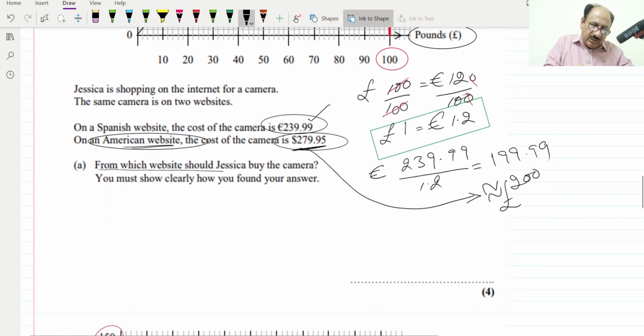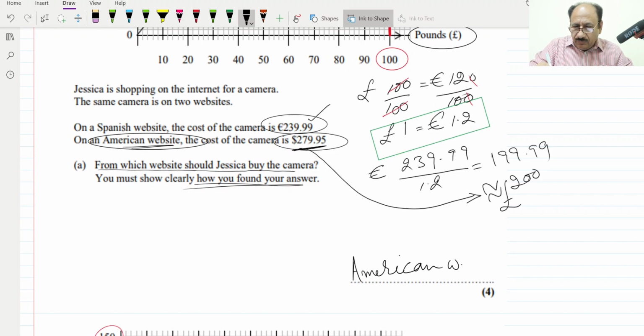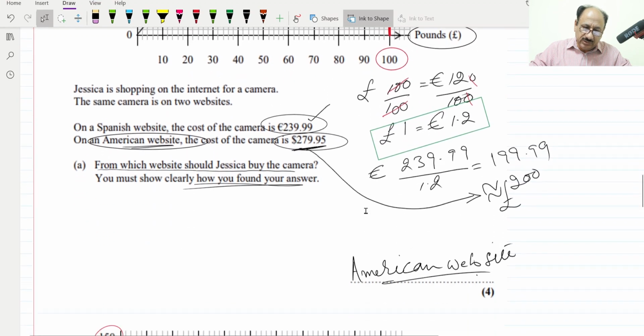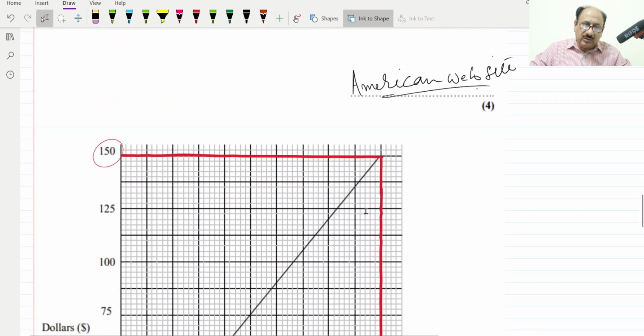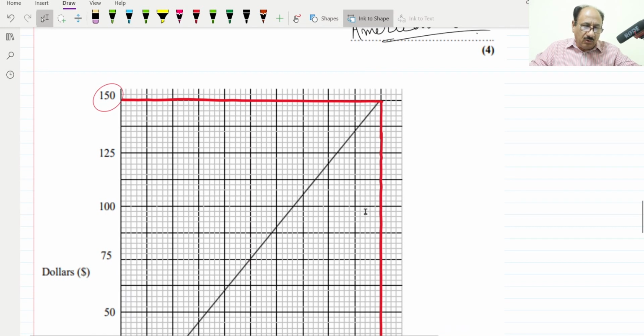From which website should Jessica buy the camera? And we have shown our working also, so we can write here American website. So this will be the answer. Keep in mind this is a 4 mark question and currency conversion questions are easier and you can solve them accurately, and as I have explained to you, it's not difficult to answer these type of questions.